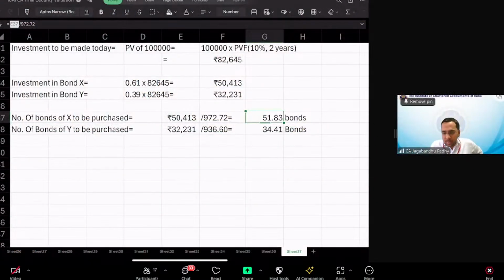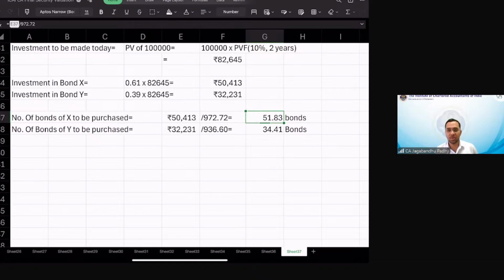Okay, let's begin, guys. So we have decided the number of bonds of X and Y to be purchased. Now, I just want to demonstrate that whatever be the change in the YTM, we will find that the portfolio is immunized against any change.